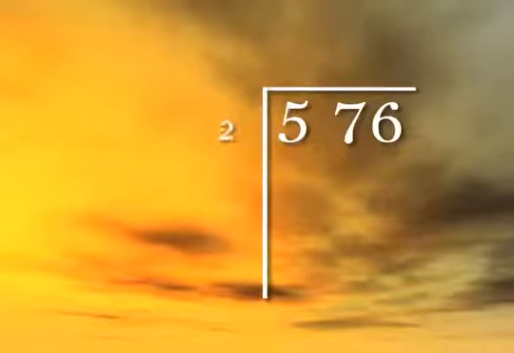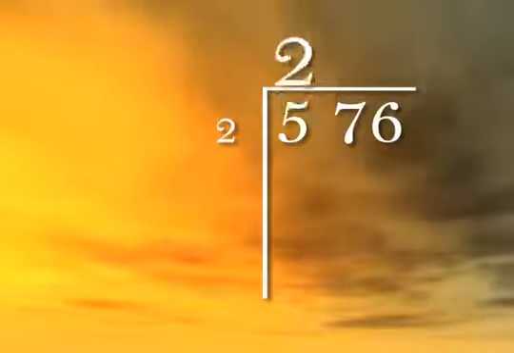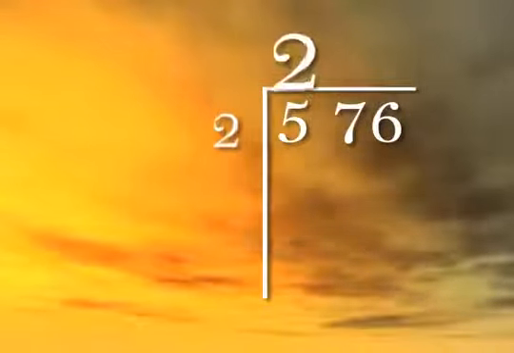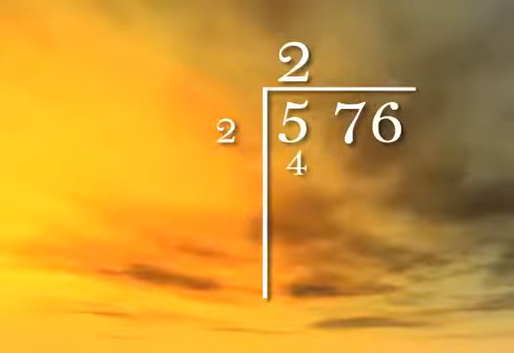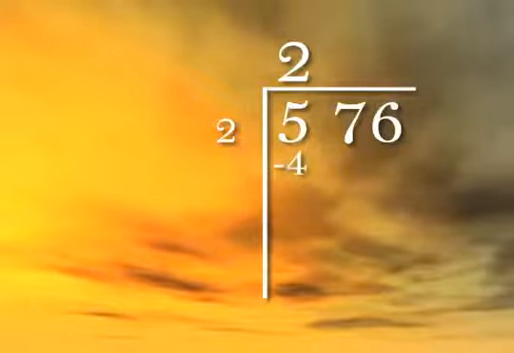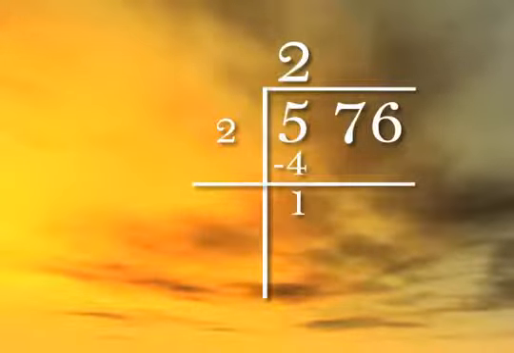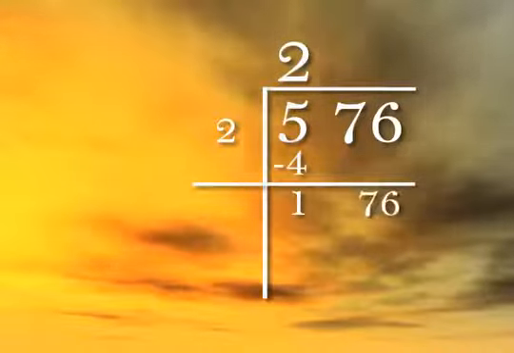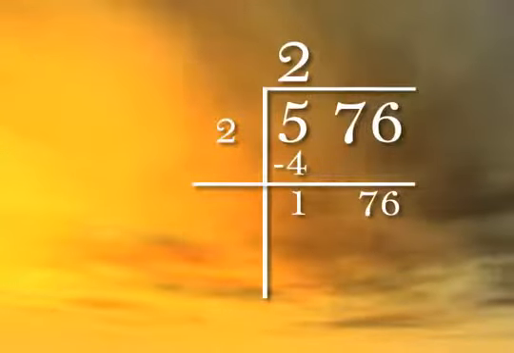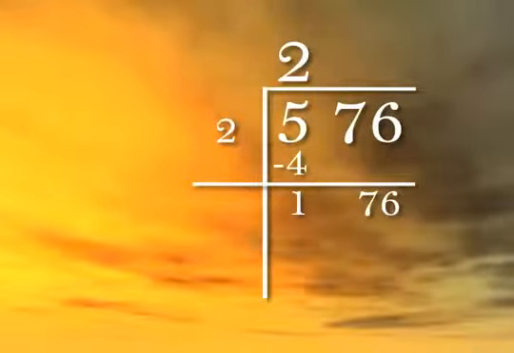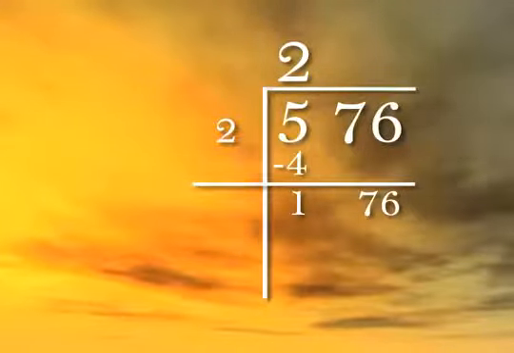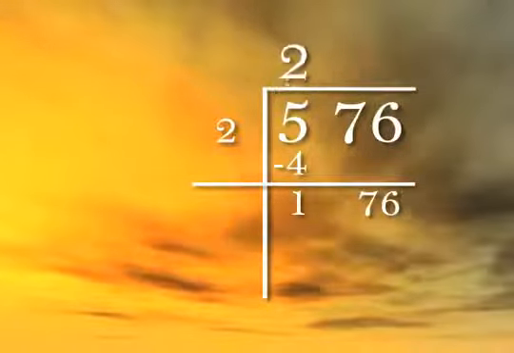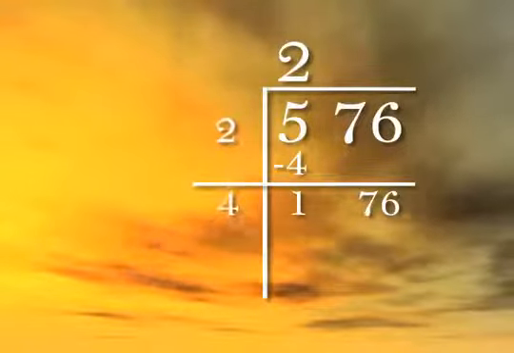So we write 2 as the divisor and 2 in the quotient place. 2 times 2 equals 4. So we'll write that 4 under the 5. Subtract 4 from 5 and you get 1. Bring down the next group of numbers, and the number being divided is now 176. At this point we add the most recent quotient digit to the divisor to make a new divisor. So 2 plus 2 equals 4.